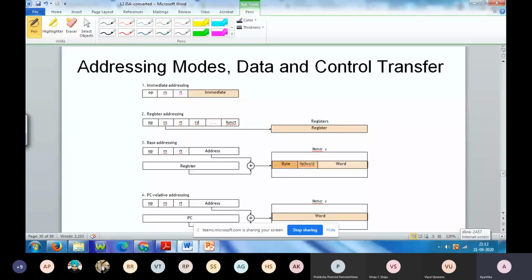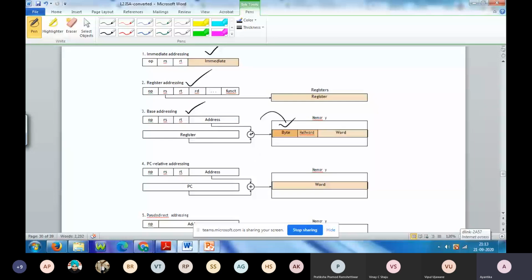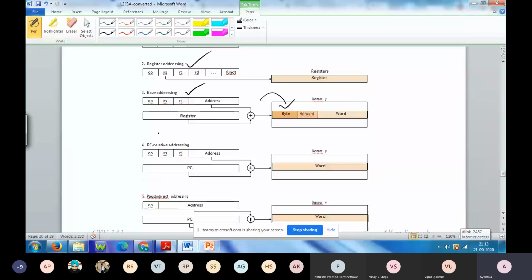We have discussed immediate addressing, and register based addressing, where we have this RS, RT and all. We have discussed base addressing, where you have some address, maybe that is your displacement, and this register value. Together, you are considering that memory address, and from there you are fetching those bytes.